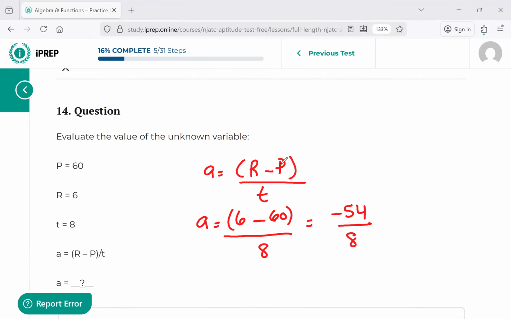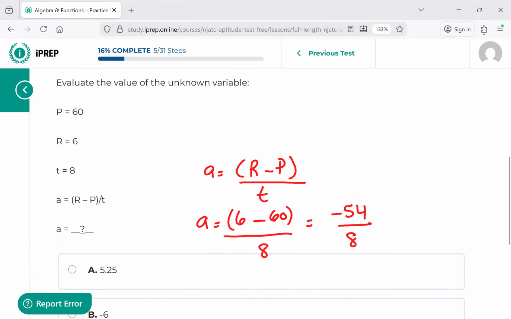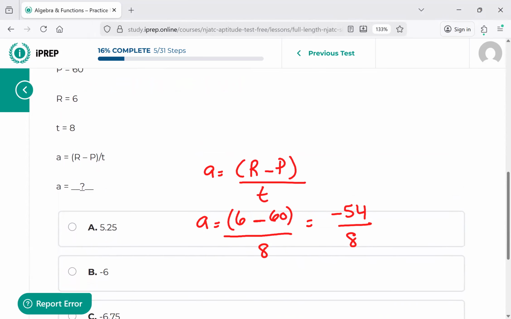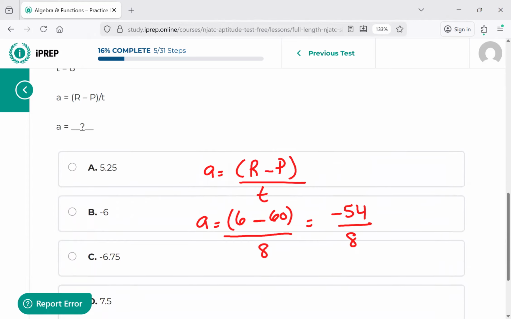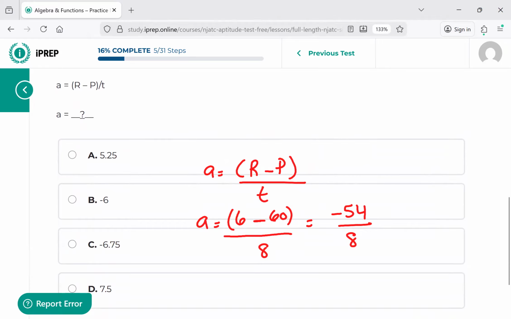And if you look at our choices, they're decimals, so we've got to simplify this. Well, you can eliminate A because our value should be negative. So it's either B or C. What do you think? I think you can figure out it's C, because 54 over 8 doesn't come out nicely. So you're going to have some decimals.